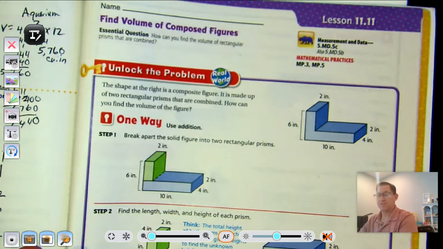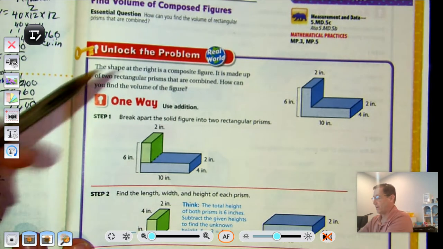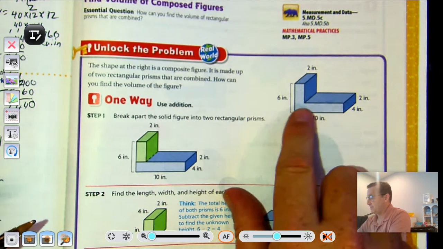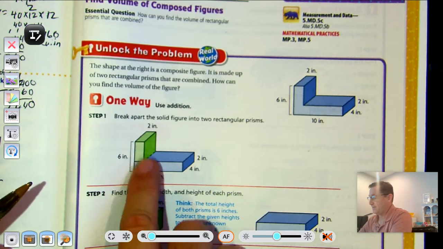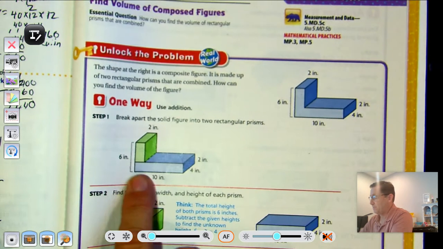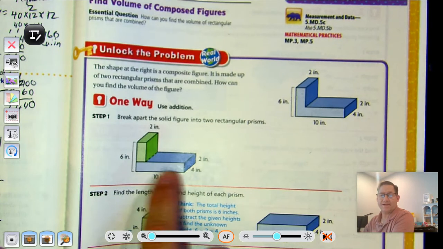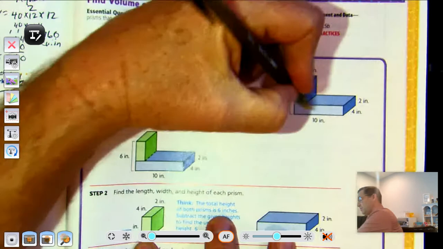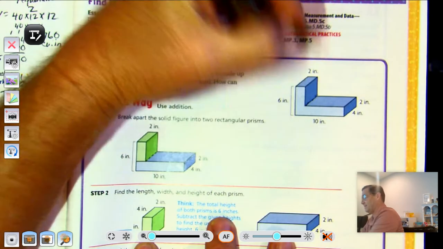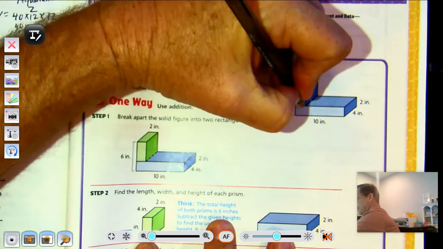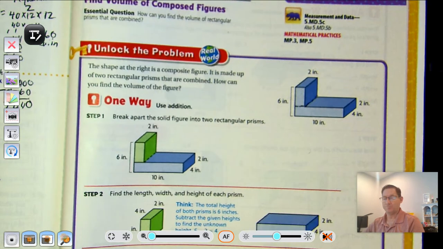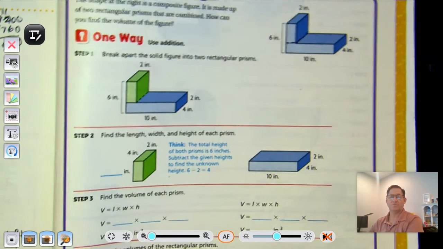Well, one way we can do that is to use addition. And so we would break apart the solid figure into two rectangular prisms. And so you see, this was the original shape. And so what they did here is they're telling you, let's make this bottom section one rectangular prism, and let's make the top part into another rectangular prism. So basically, they're dividing there, right? And they're keeping this bottom rectangle the same. All right. So knowing that, that means we have to find the dimensions of both of the rectangles.